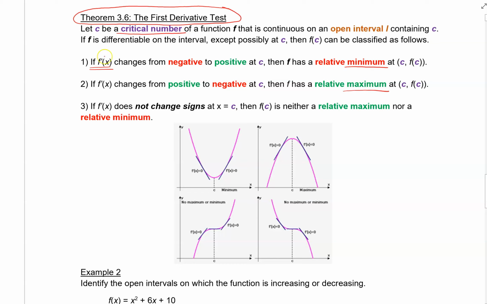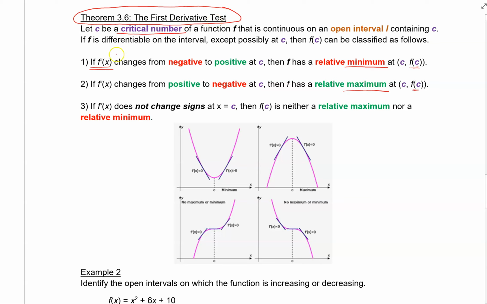In section 3.1, we found the critical points and then we just plugged them in to see if that was a max or a min. But we needed the graph to know, because sometimes you can't tell without the graph. But with the first derivative test, you can tell. This is how you tell.